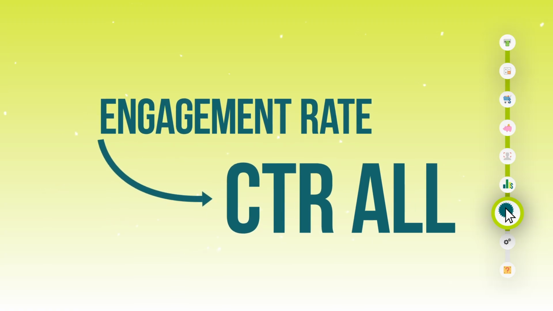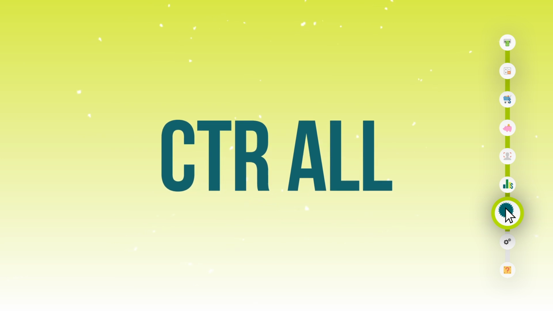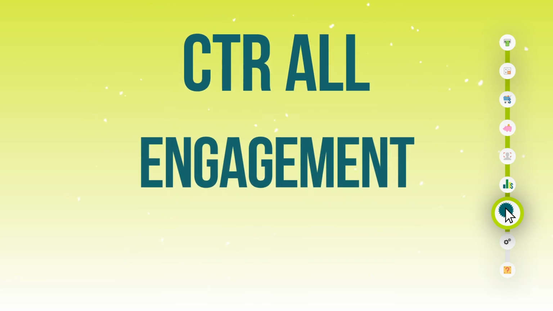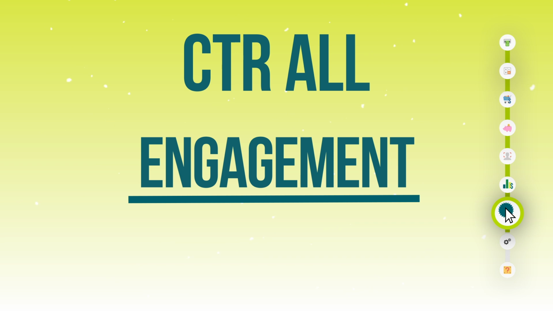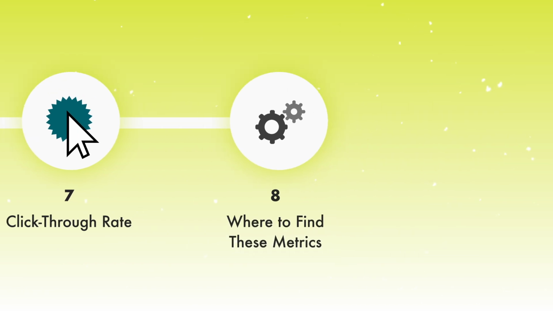You might have heard engagement rate thrown around as an important metric to track. In Facebook speak, your engagement rate is your CTR all. That is the total engagements that your ad post receives divided by the total number of impressions. Similar to your link click-through rate, you want people to be interacting with your ads because if not, you're just gonna hear crickets. Now let's dive into Ads Manager and I'll show you where to find all of these numbers.